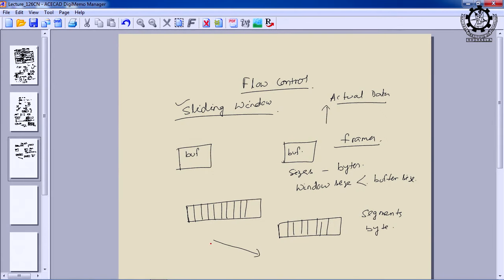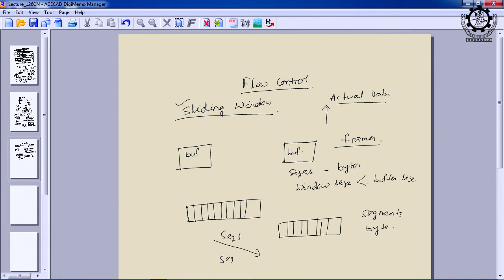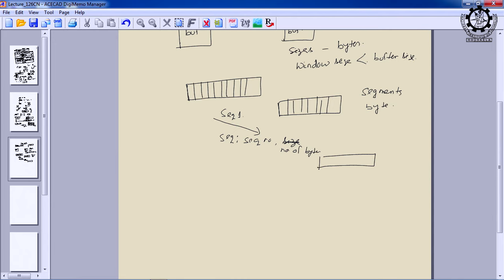So, for every segment, let us say I send a segment 1. When I send segment 1, along with the segment I send the sequence number, and the size, or the number of bytes. That means the segment that is carrying the data is also carrying the number of bytes along with it in the right sequence, and they will be stored in the buffer.